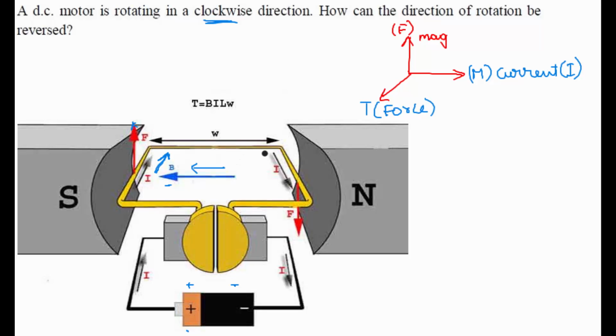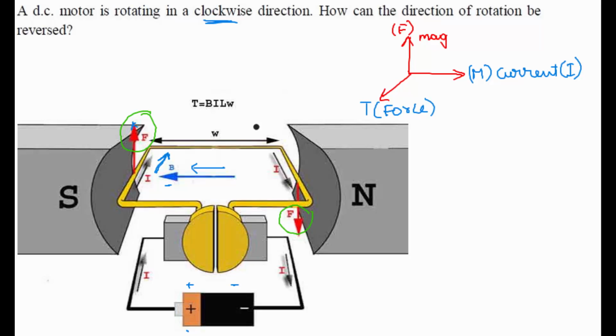Now what do we need to do? We need to change the direction of rotation. How can we change the direction of rotation? Simple. If we change the direction of this force and this force, we will be able to change the direction of rotation, right? It will start rotating anti-clockwise.